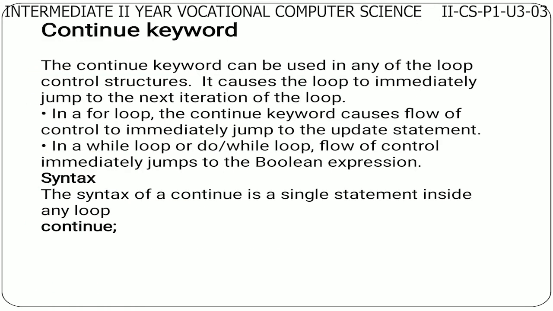Next is continue keyword. Continue keyword can be used in any of the loop control structures. It causes the loop to immediately jump to the next iteration of the loop. In a for loop, the continue keyword causes flow of control to immediately jump to the update statement. While in a while loop or do while loop, flow of control immediately jumps to Boolean expression.